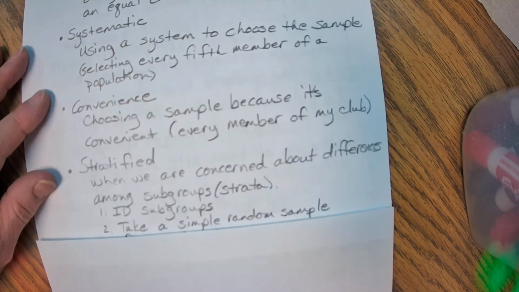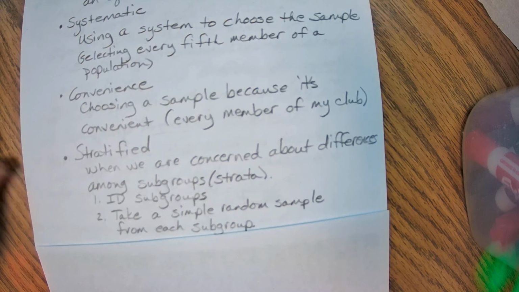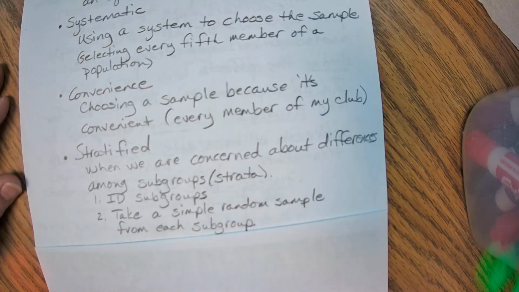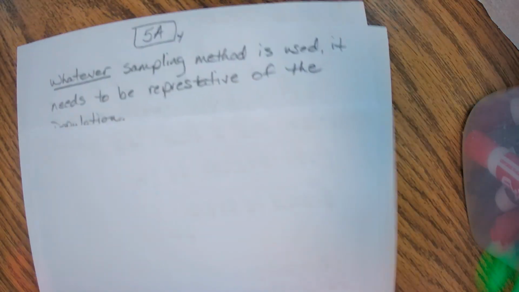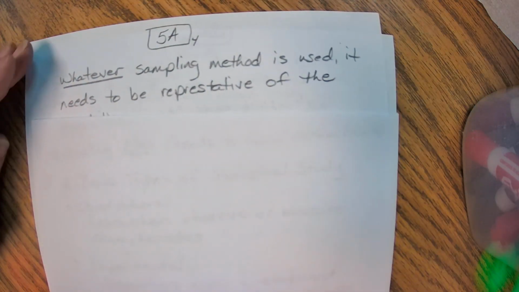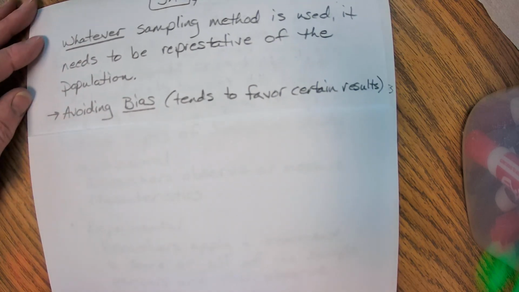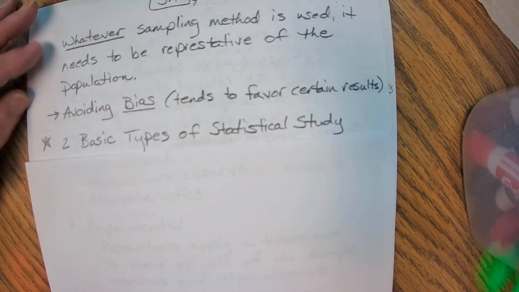And stratified. So when we're concerned about differences among the subgroups of the population, which we call the strata, you identify the subgroups, and then you take a simple random sample from each subgroup for your data. Whatever sampling method is used, it needs to be representative of the population, and you want to avoid bias, which tends to favor certain results.